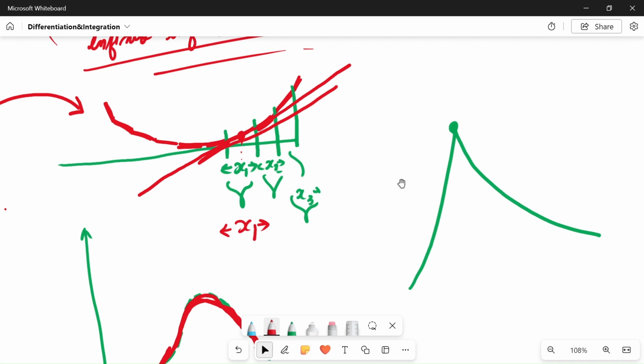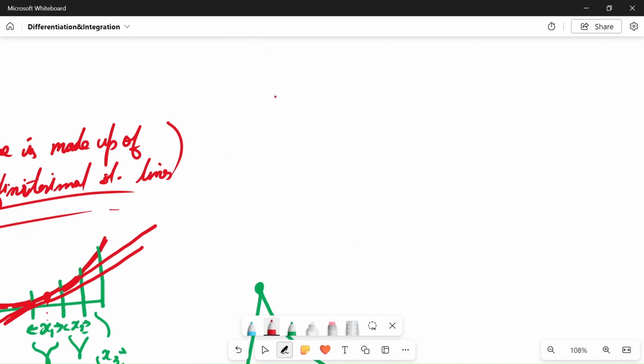So let me draw another curve maybe, so that I can show you clearly what I mean. So let's say we are willing to find the derivative of this function at this x neighborhood, let's say x naught.